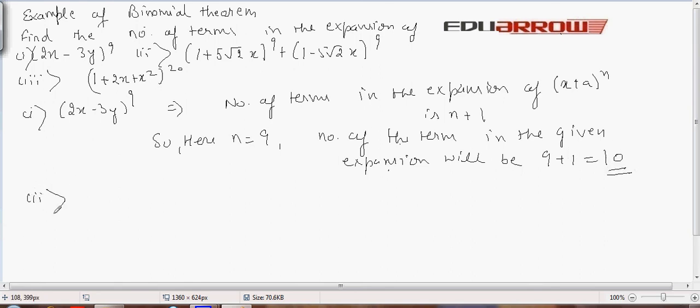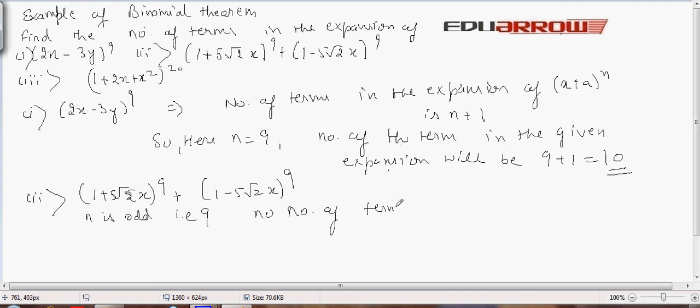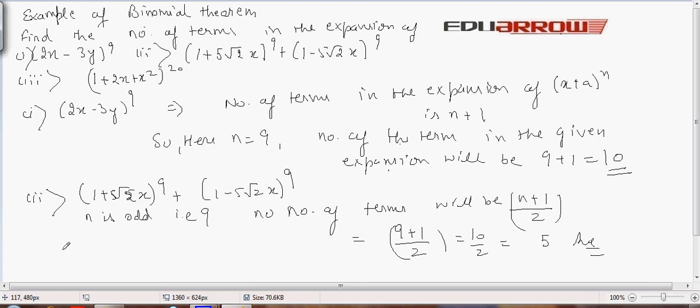In the second part, this is (√2 x + 5)^n + (5 − √2 x)^n. Here we see that n is odd, that is 9. So the number of terms will be (n + 1)/2, which is equal to (9 + 1)/2, that is 10/2 = 5. By using the result of the binomial theorem, we find this.